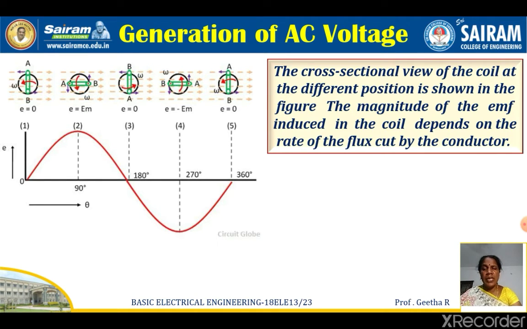The magnitude of the EMF induced in the coil depends on the rate of change of flux cut by the conductor. The basic law behind generating AC voltage is nothing but Faraday's law of induction. See here the coil AB is kept vertical. You can see on the left and right hand side, though it is not shown, the horizontal lines running from left to right, that is nothing but the magnetic field. The coil AB is placed there across that.